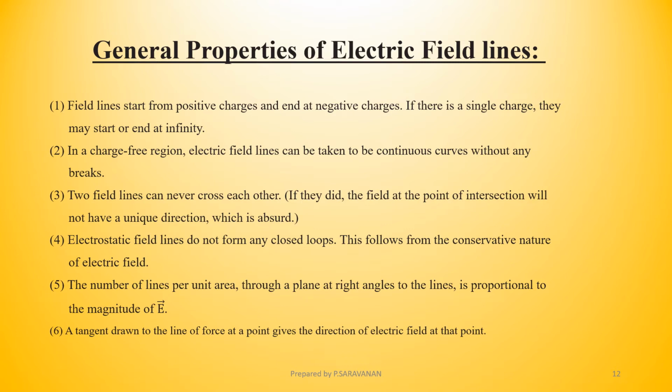1. Field lines start from positive charges and end at negative charges. If there is a single charge, they may start or end at infinity. 2. In a charge-free region, electric field lines can be taken to be continuous curves without any breaks. 3. Two field lines can never cross each other. If they did, the field at the point of intersection would not have a unique direction, which is not observed.